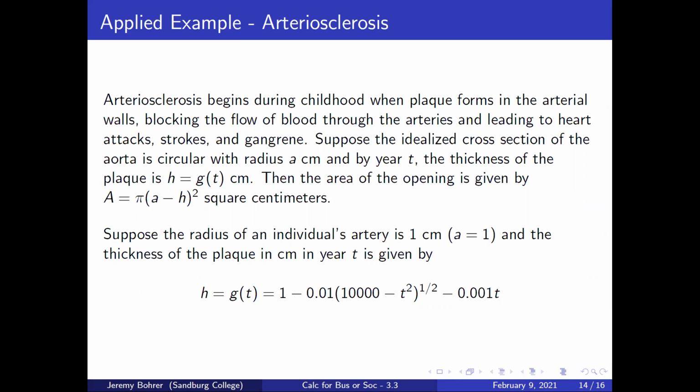And the area of the opening is given by A = π(a − h)² square centimeters. Suppose the radius of an individual's artery is 1 centimeter, a = 1, and the thickness of the plaque in centimeters in year t is given by h = g(t) = 1 − 0.01(10,000 − t²)^(1/2) − 0.001t.